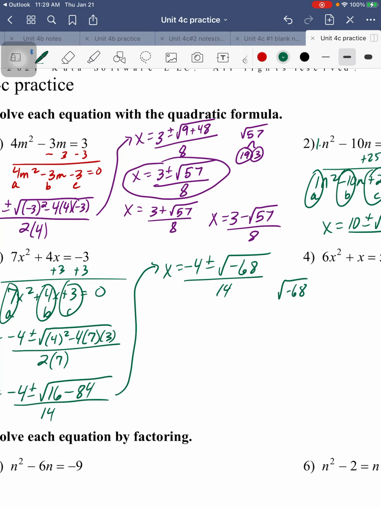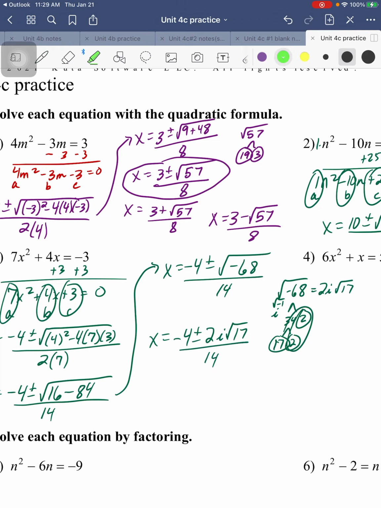Let's see here, square root of negative 68. So we have the negative is going to come out as i. The 68 is 34 and 2, 17 and 2. So you have a pair of 2s. So it's going to end up being 2i square root of 17 over 14. And then the last step is to look at, can you simplify those three terms, the coefficients? Yes, we can. Divide them all by 2.